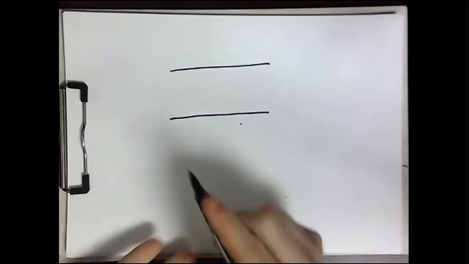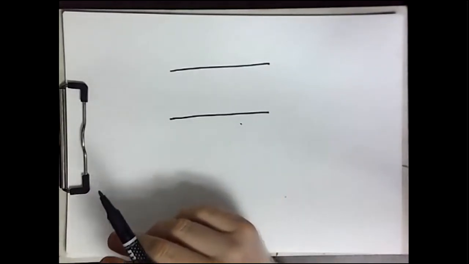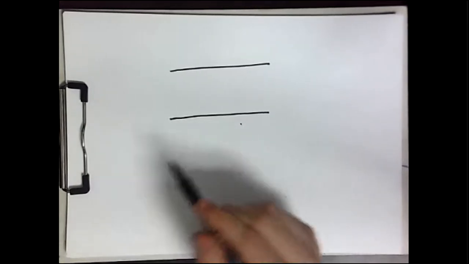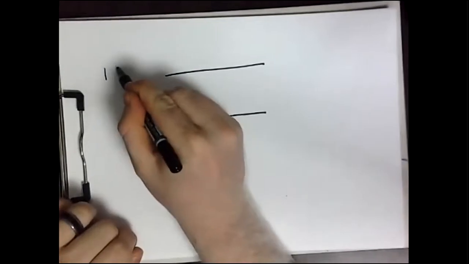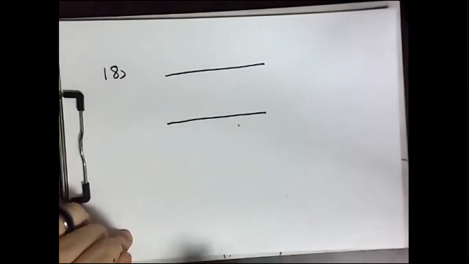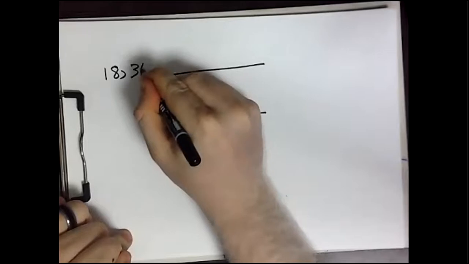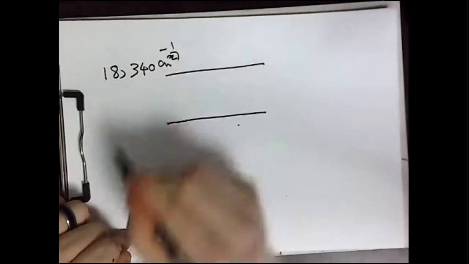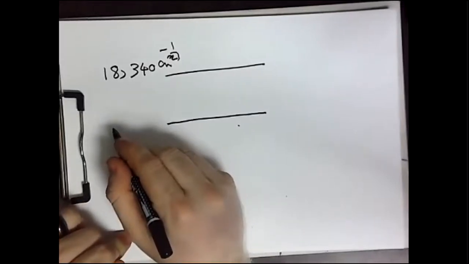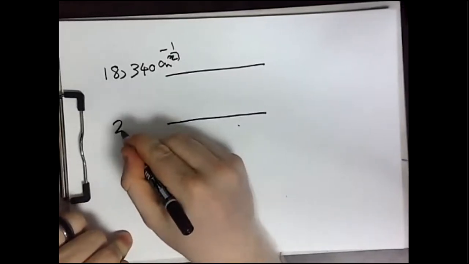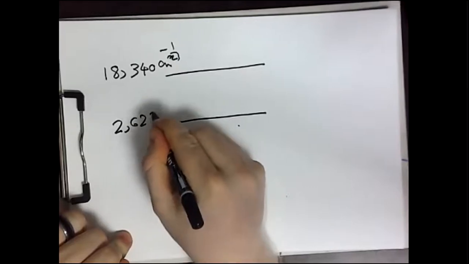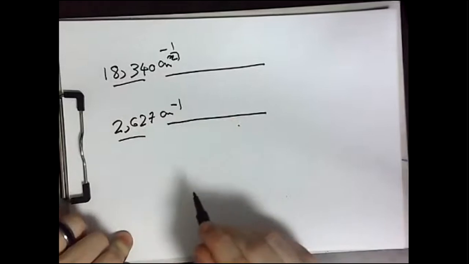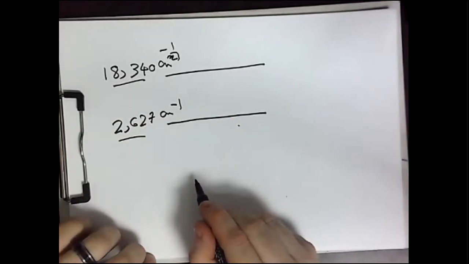And if you read what is written there, you will find that it is 18,340 centimeter to the minus one. Sorry, minus one. And here is 2627 centimeter to the minus one. So this and that are normalized frequency components.